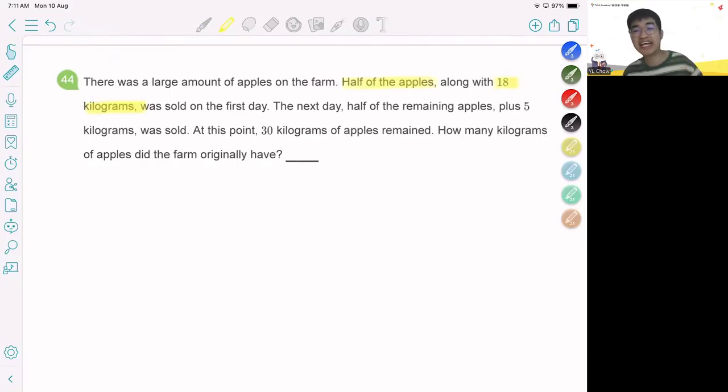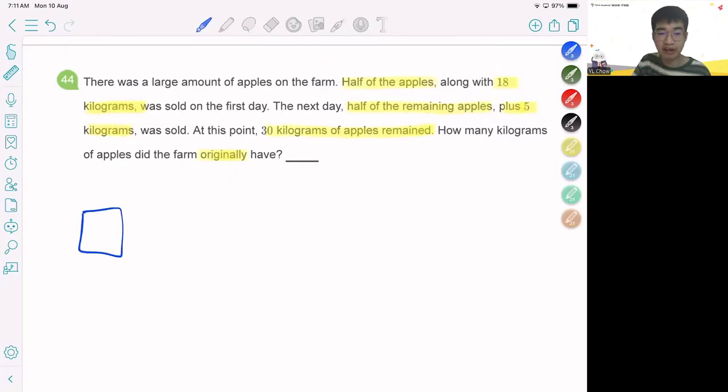The next day, same thing happens, but I sell half of the remaining apples and then I sell 5 kilograms. Plus 5 kilograms means another 5 kilograms was sold. At this point, 30 kilograms of apples remained. So we want to find out how many kilograms of apples the farm originally had. Since it's a working backwards problem, the more speed efficient way is to draw a train diagram. Of course, you can draw a bar model, but if time is limited, for halving questions, just use a train diagram. So how do we do that?